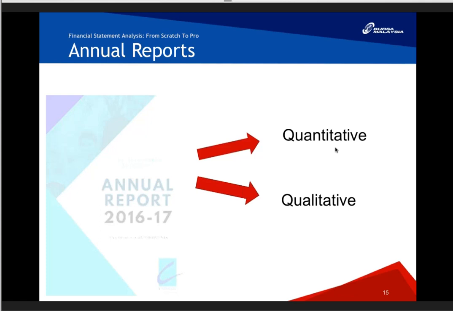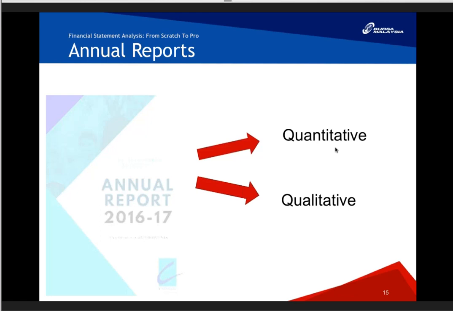Usually, for me, the first thing is the financial highlights. But let me do a brief introduction of the annual report. An annual report contains two parts. The first part is the qualitative, where you can see the CEO statement and everything. The second part is the quantitative. Quantitative refers to the numbers, where you see the three statements. So, the number crunching.